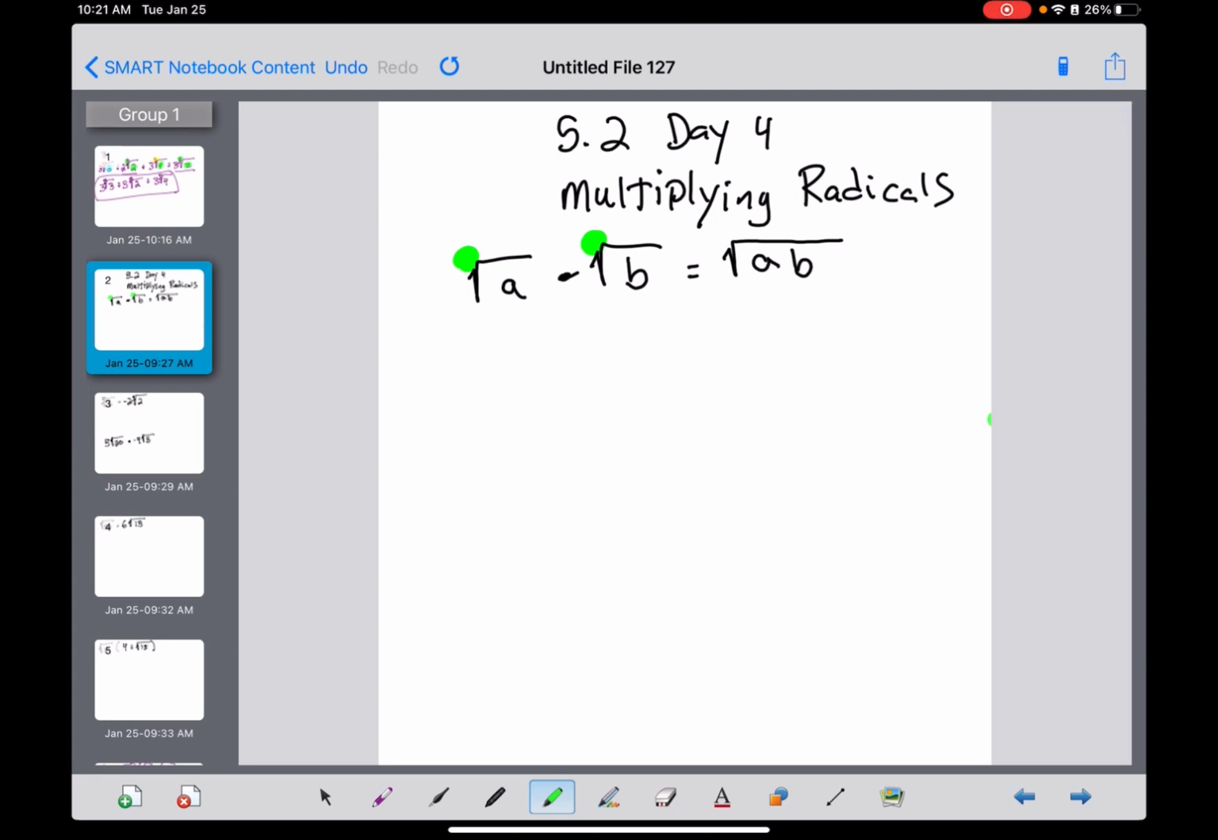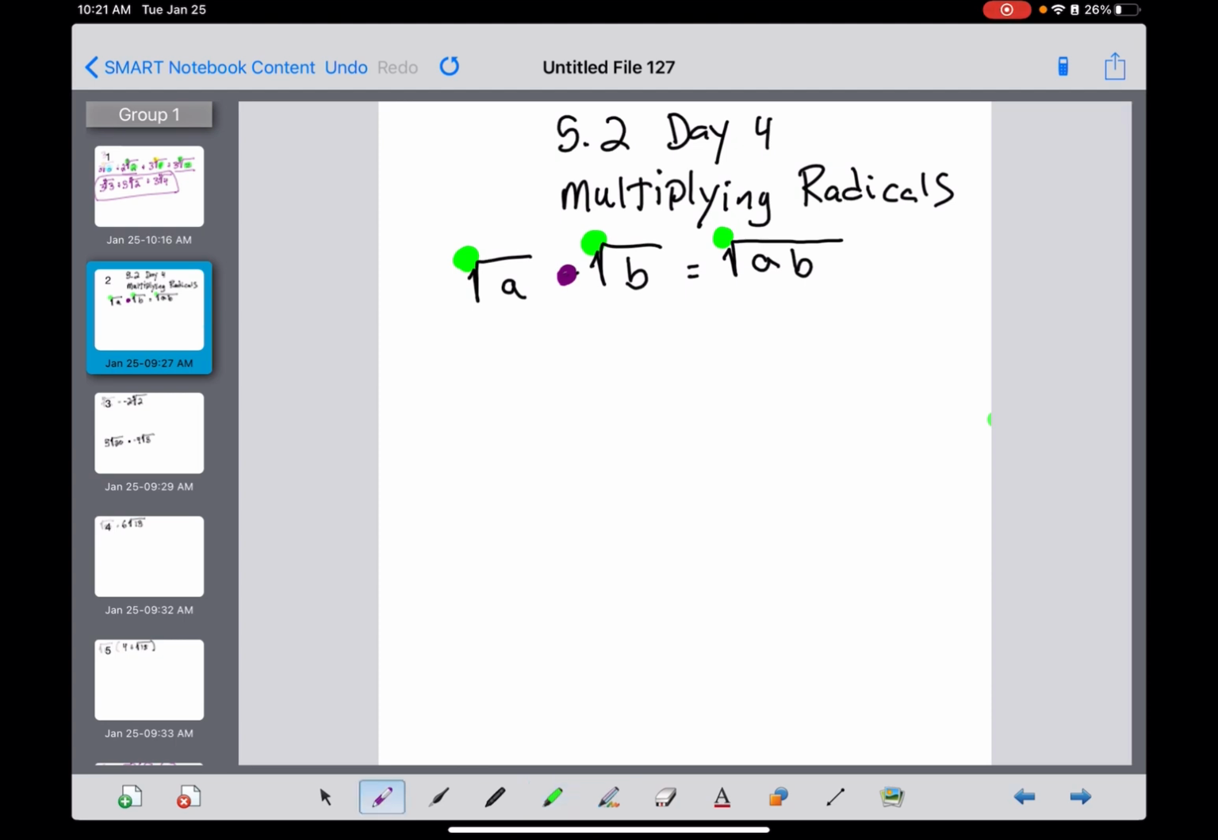symbol. So in this case, I've got radical A times radical B. The times symbol is just going to be a dot in most cases. It's going to be a solid dot. And then when you multiply that together, it just becomes radical, the index remains the same, and then you take A times B together. And you're done.